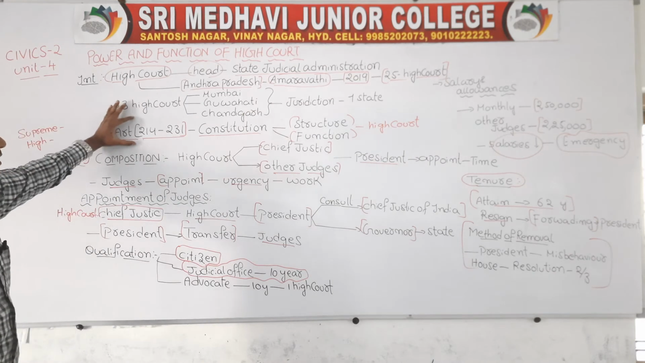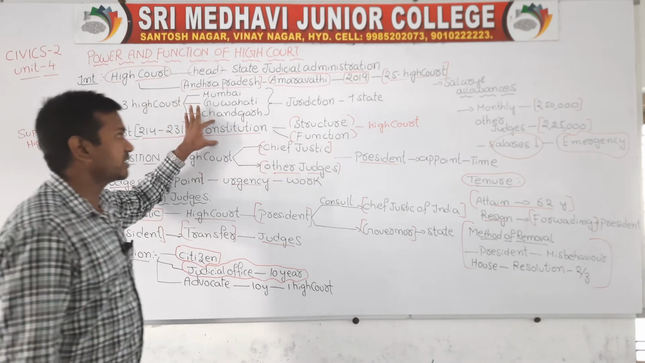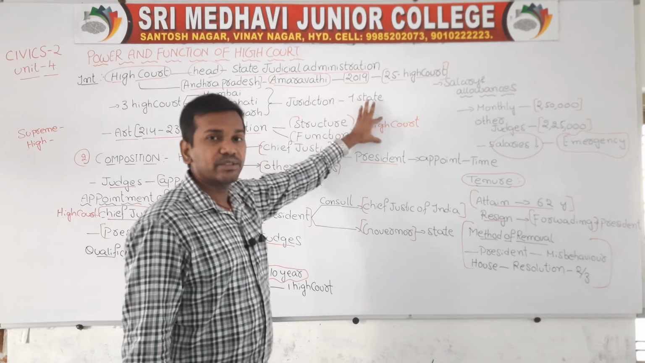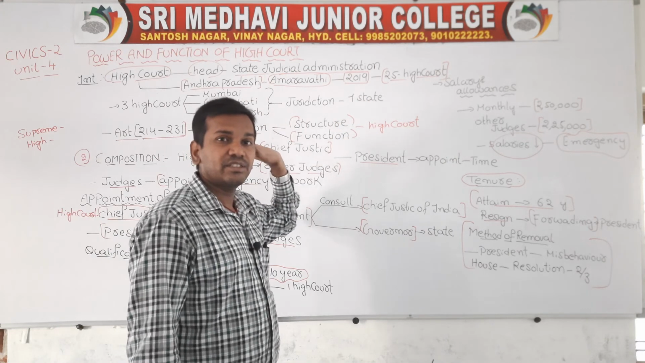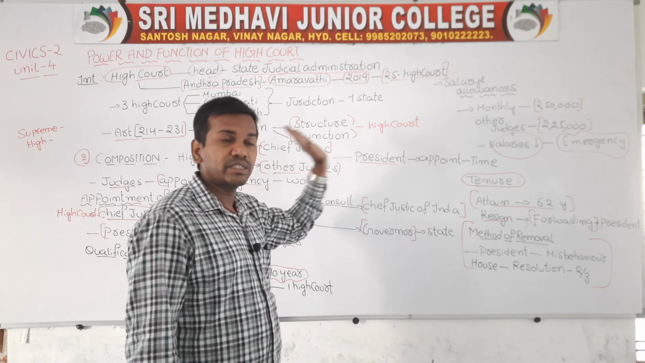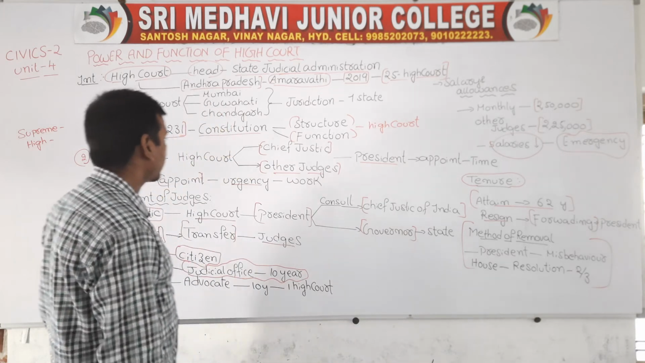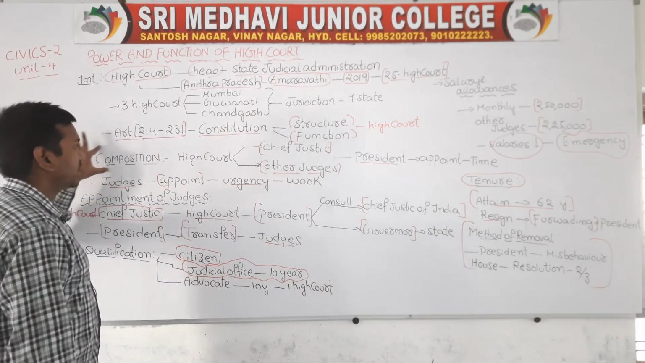Article 214 to 231 of the Constitution explains about the structure and function of High Court. So these articles, written in 214 to 231 of the Constitution, explain about the structure and function of High Court. Now come to the point, composition of High Court.